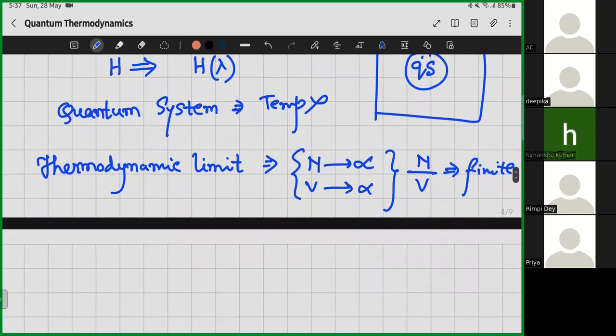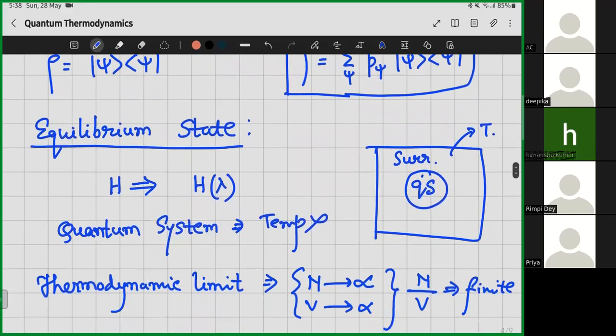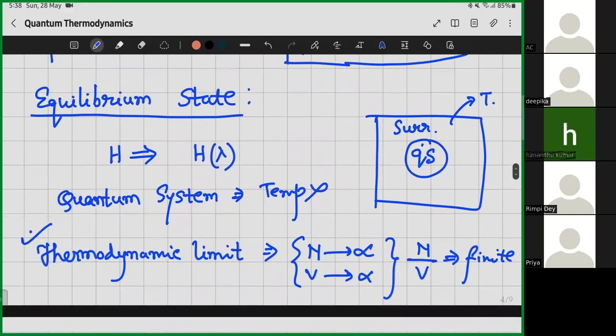Okay. We can think about our classical macroscopic system. There, the number of particles is finite, and the volume is also finite, but the N by V ratio should be in a finite range. Otherwise, all these classical thermodynamics laws, everything we studied, were under this limit. Otherwise, those laws will not be valid.